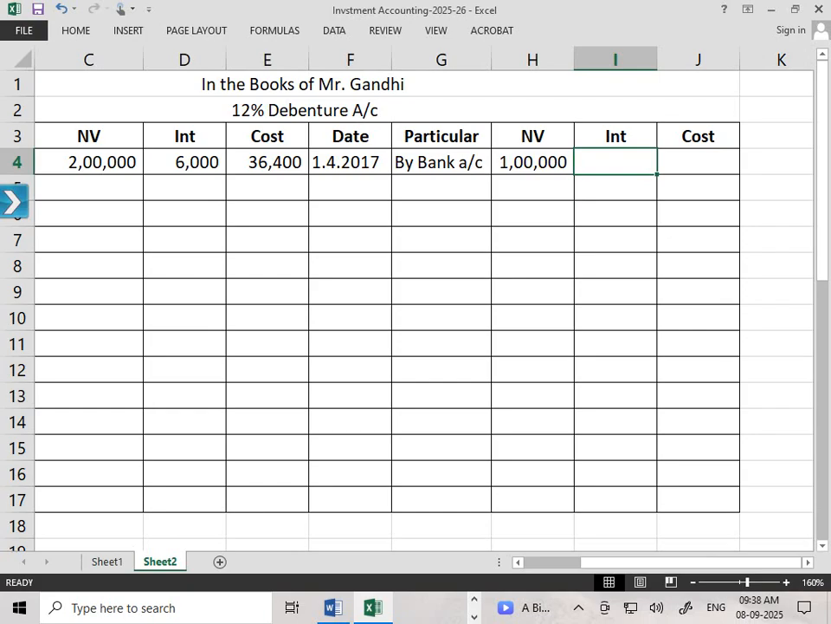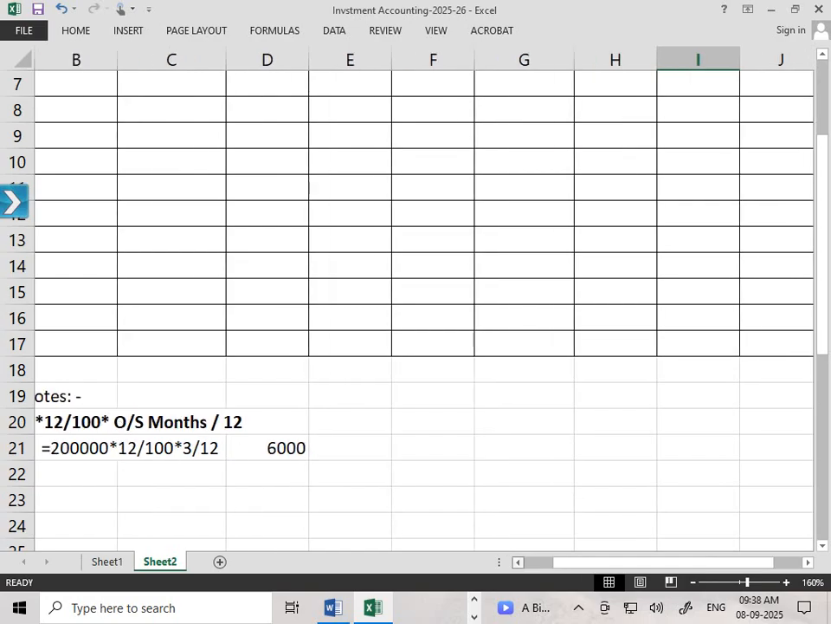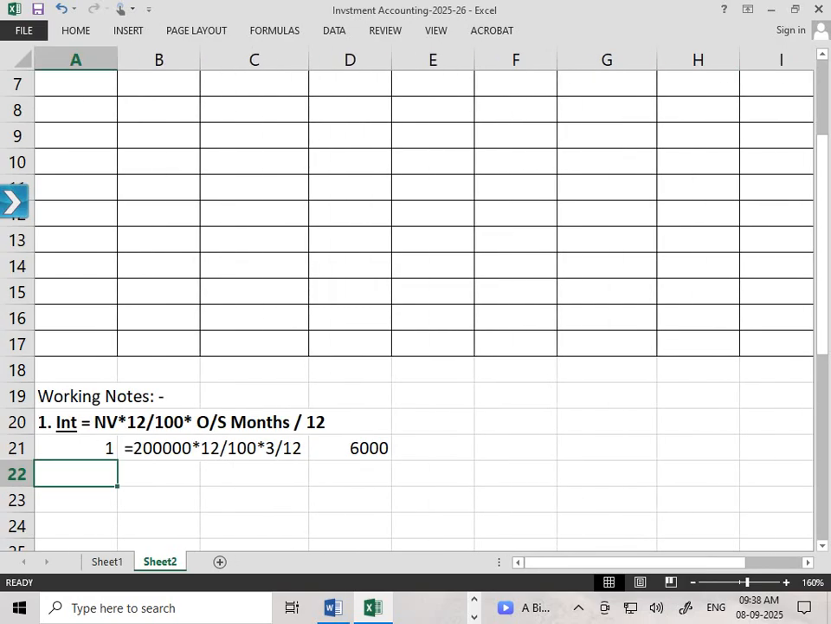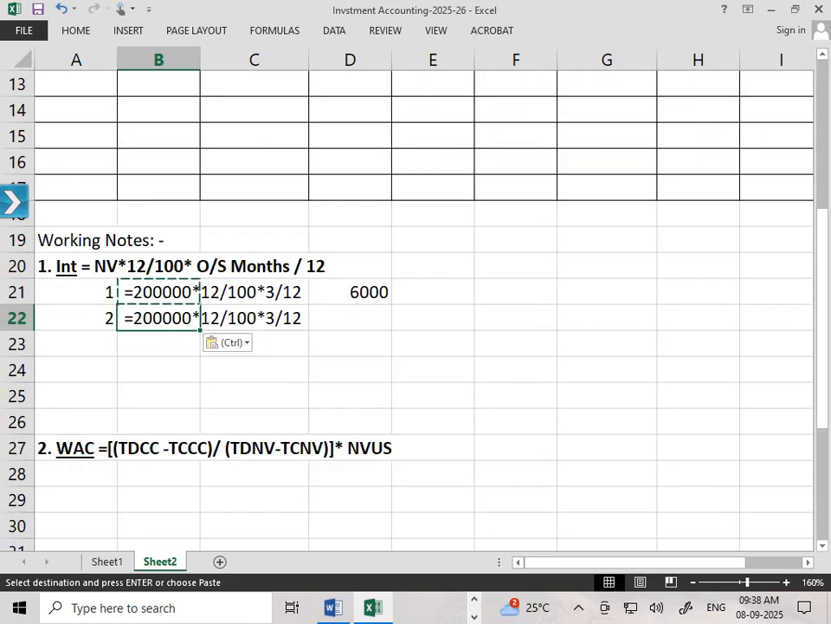Now the interest, it is not clear whether the interest comes to 0 or anything is there. We have to calculate. 3 months of interest will come, right? Yes. So interest we have to calculate. Okay, so working note number 2, we have to calculate interest. The same formula you have to apply over here. What is the nominal value? 1 lakh. So write down 1 lakh rupees is the nominal value.